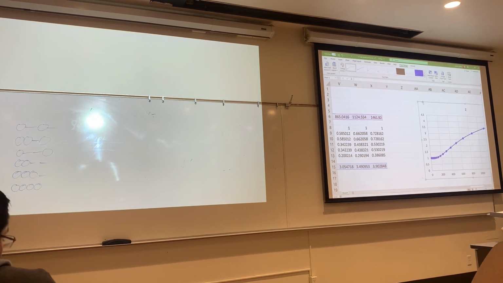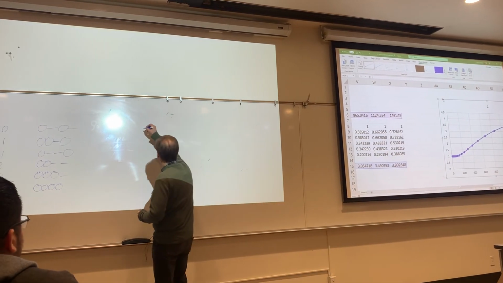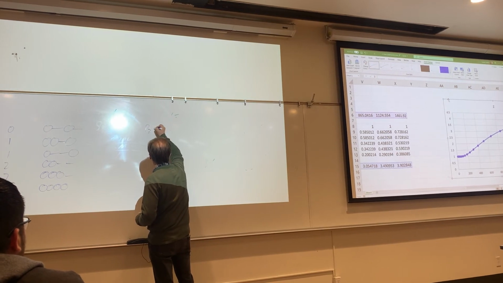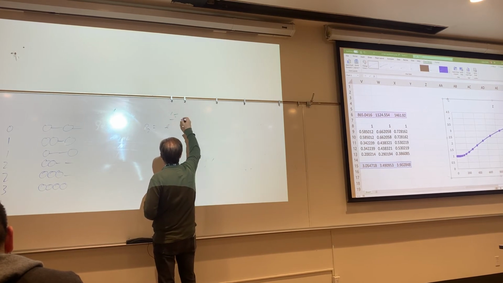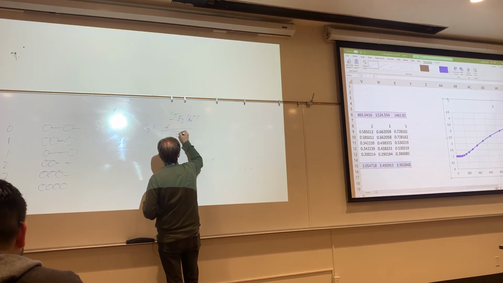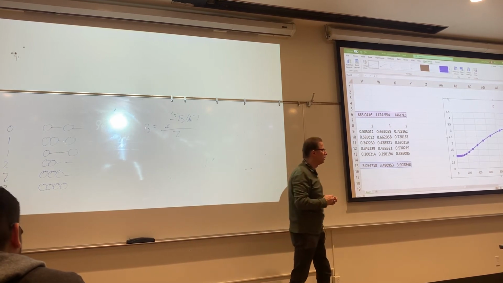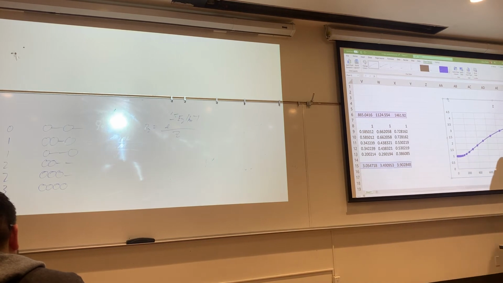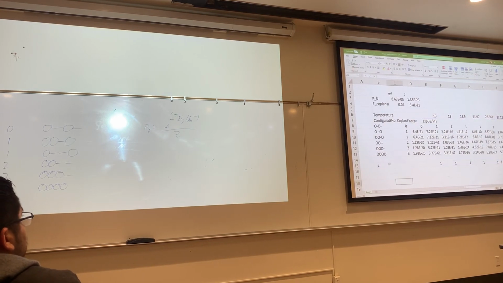Because we know that the probability P_j for the system to be in state j is e to the power of minus E_j over k Boltzmann times T, divided by Z. That was the probability for the system to be in state j. So we can see what is the probability for the molecule to be in a particular state. So let's take these ones here again.